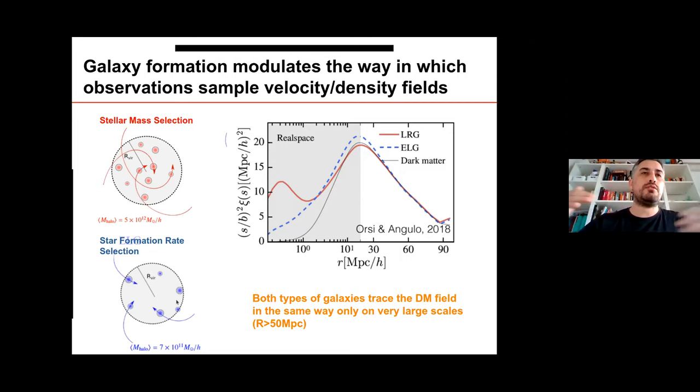That is because soon after they fall in, ram pressure and other physical processes strip them of their cold gas, and then soon after they fall, they stop forming stars. That's why you typically will detect them with an infall velocity, right? Whereas for stellar mass selected galaxies, they have a zero net velocity, just velocity dispersion. So more quantitatively, here I plot the clustering of these two types of galaxies compared to the dark matter. We see that on large scales, they trace the underlying dark matter field in the same way, but on small scales, smaller than maybe 40, 50 megaparsecs, they are already very different, right? So we need to take that into account.